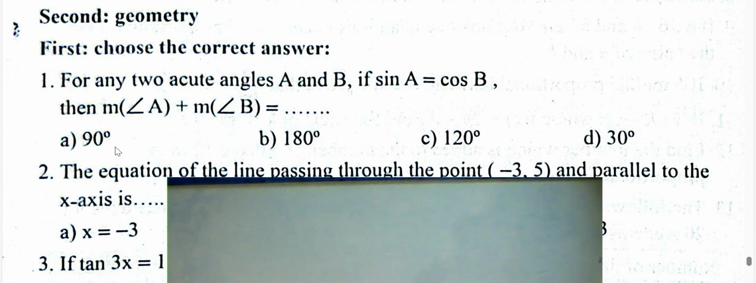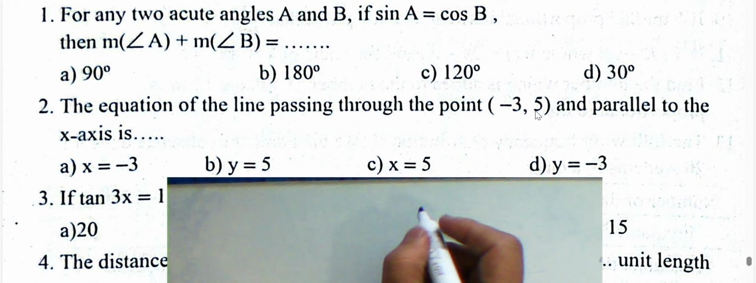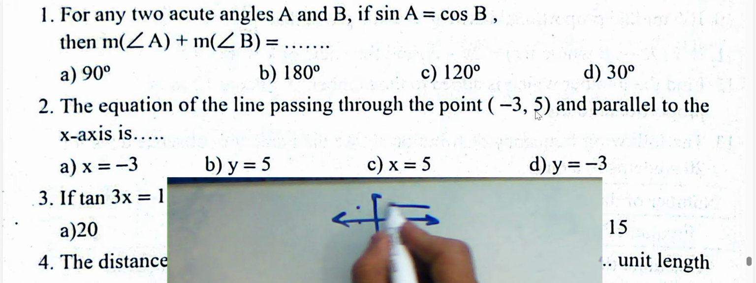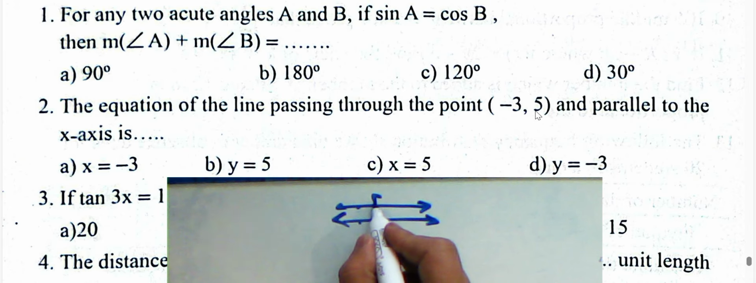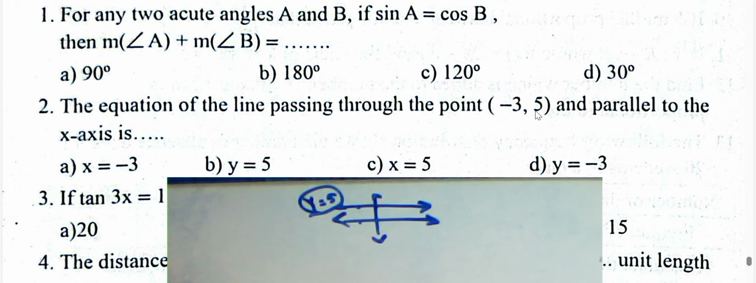Okay. Next question. The equation of the line passing through the point (-3, 5) and parallel to the x-axis will be y equals 5. Look here. We have the point (-3, 5) lying here. Then the straight line parallel to the x-axis will be y equals 5. It cuts the y-axis at the point (0, 5), so the equation y equals 5 is parallel to the x-axis.